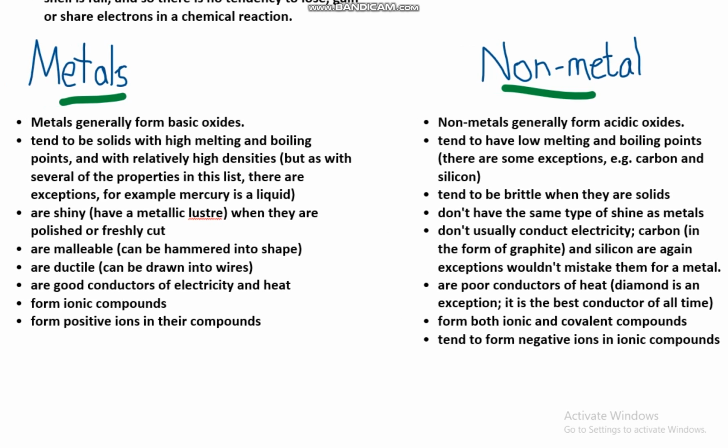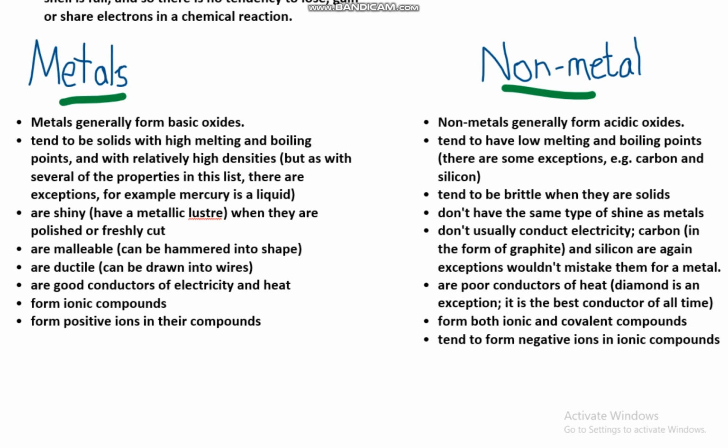The first difference is that metals generally form basic oxides and non-metals generally form acidic oxides, which is something we'll learn in the second unit. And metals tend to be solid with high melting and boiling points and relatively high densities, but there are exceptions such as mercury, which is a liquid. But non-metals have lower melting and boiling points. Exceptions are carbon and silicon. So there's one difference: high melting and boiling point versus low melting and boiling point.